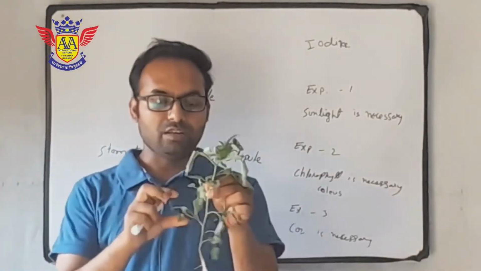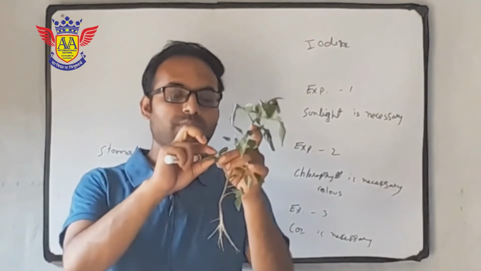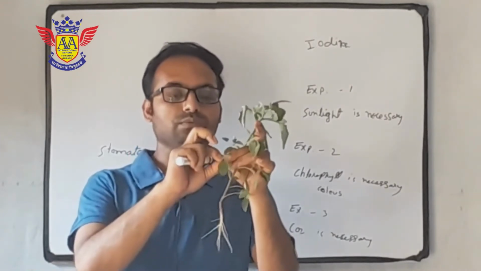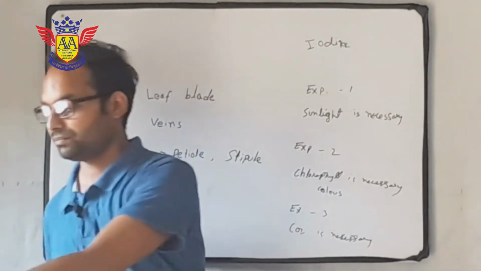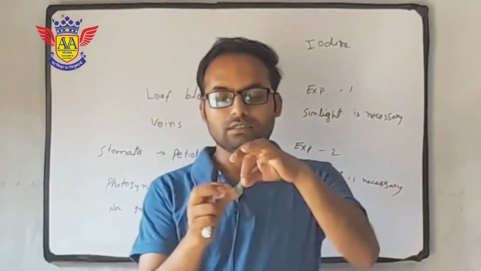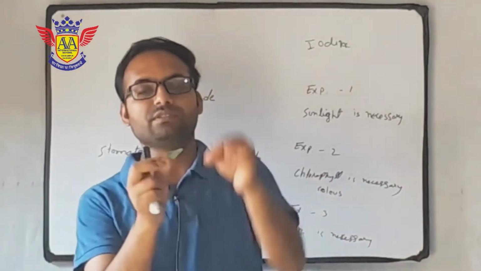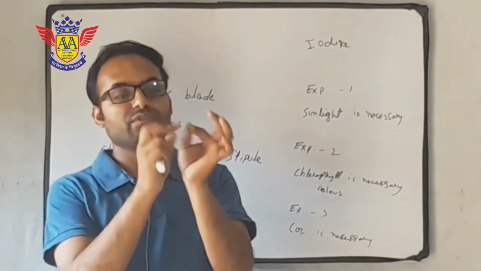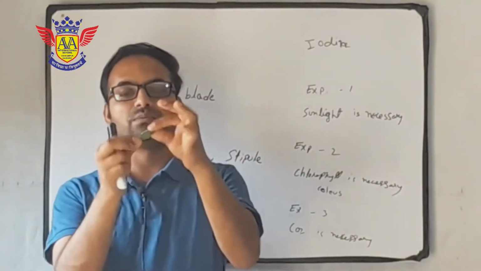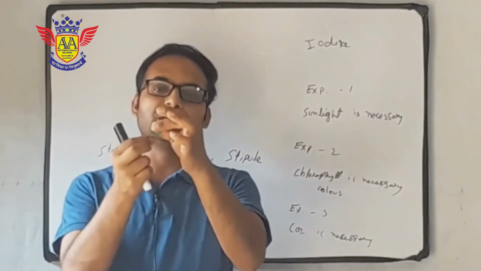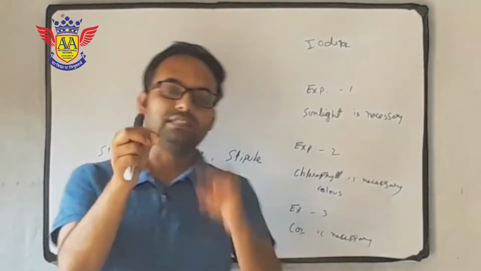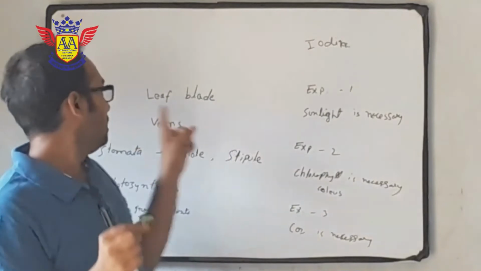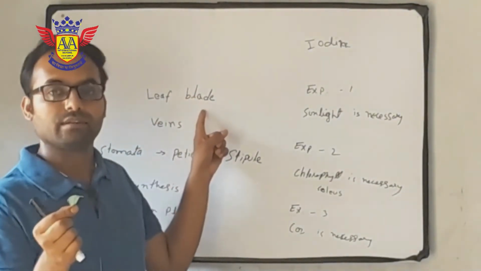So I remove one leaf from this plant so that I can show you like this. Okay, this one is a leaf, and the upper visible part that we can see, the green flat part, is called the leaf blade.